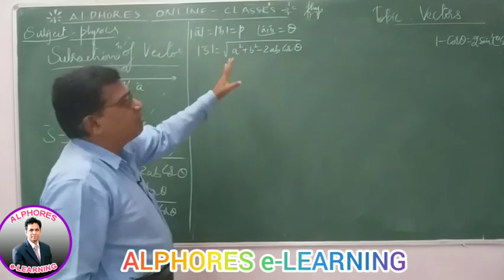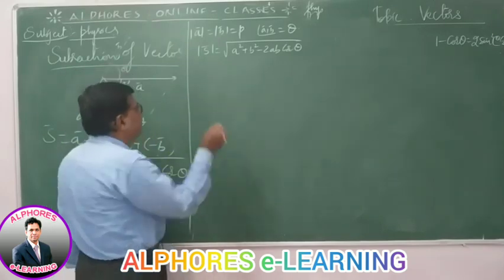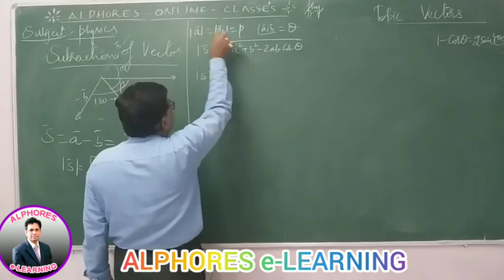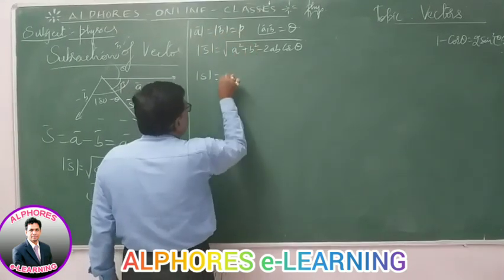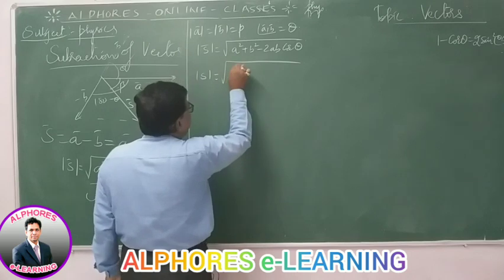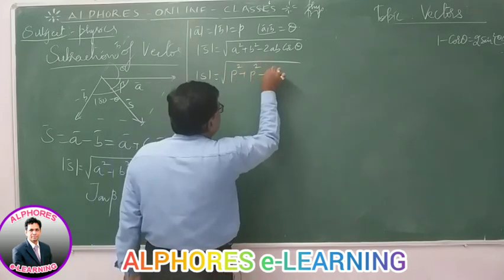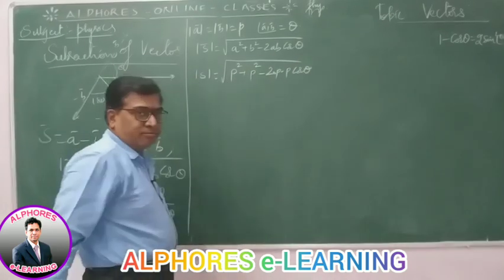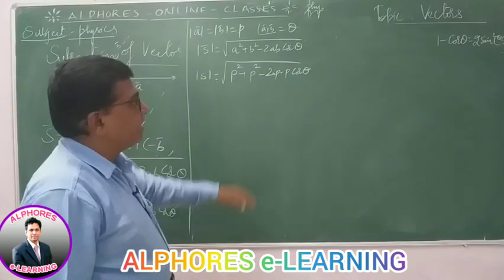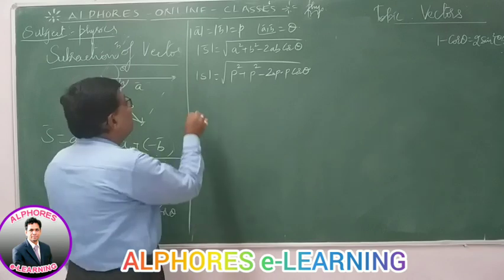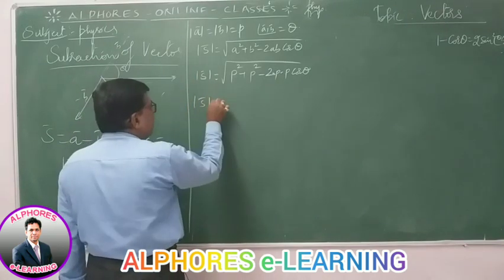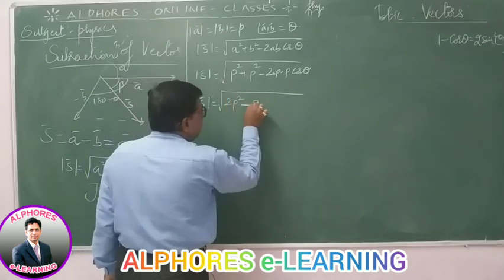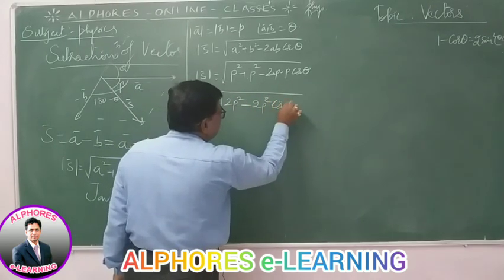Then we get it as A square plus B square minus 2AB cos theta. So mod S. Now here it is given that the magnitude of A is P, magnitude of B is also P. So substituting in this one, we get P square plus P square minus 2P into P cos theta. So mod S is equal to under root of 2P square minus 2P square cos theta.